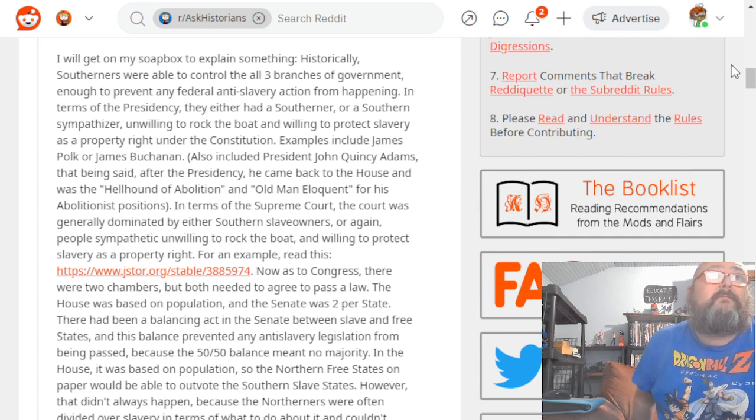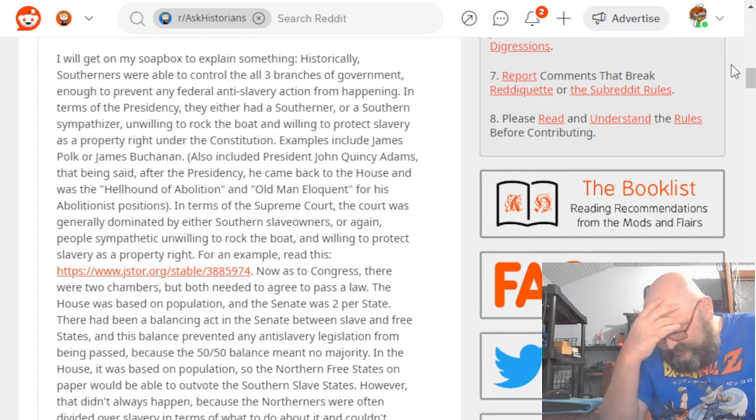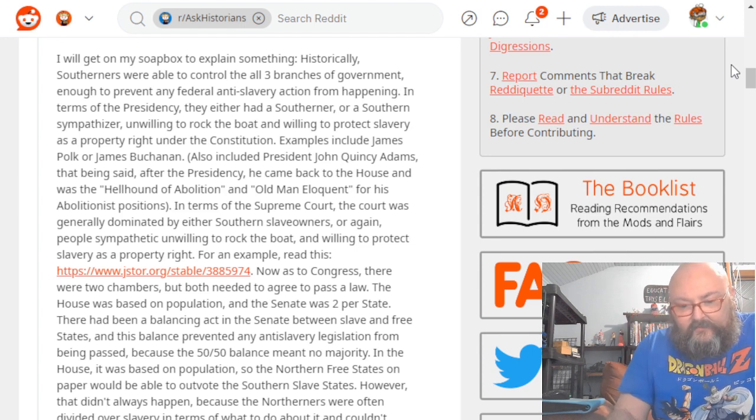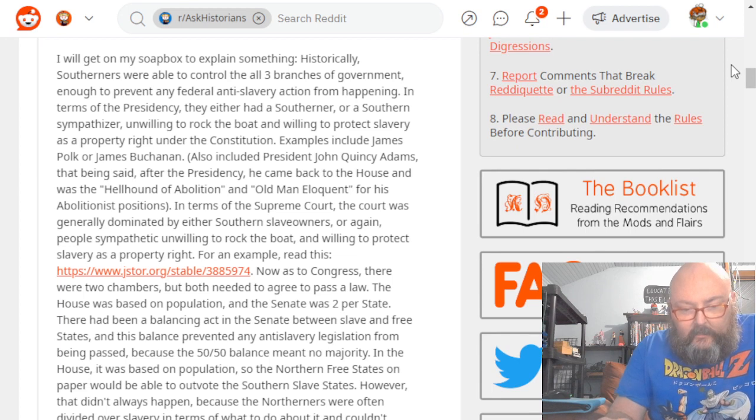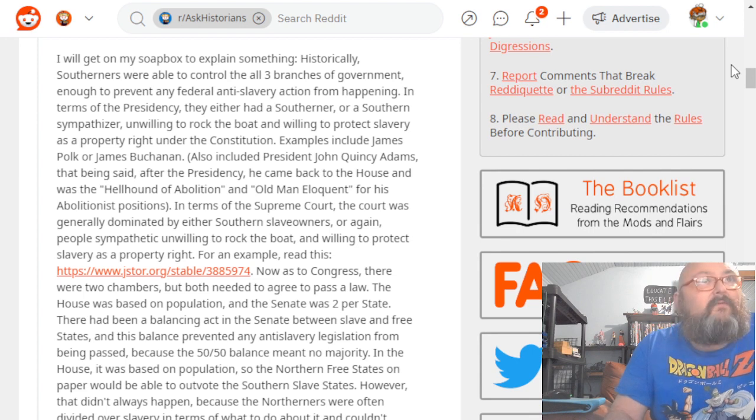In terms of the Supreme Court, the court was generally dominated by either Southern slave owners or again people sympathetic, unwilling to rock the boat and willing to protect slavery as a property right. Who was that Chief Justice? Guy's from Maryland. He was Chief Justice for over 20 years. But he was very much pro slavery. He said, no, the South has the right to own slaves.